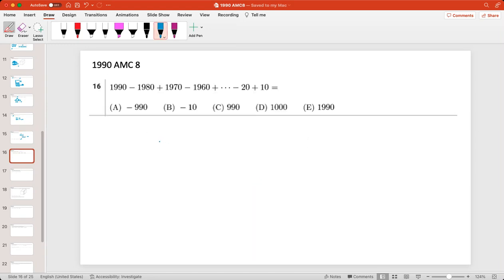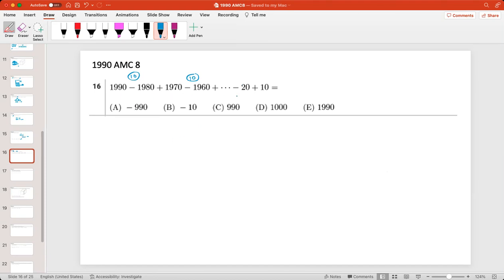1990 minus 1980 plus 1970 minus 1960. Okay, so each double term, each two terms, is giving you a value of 10, right? So this is giving you a value of 10, this is giving you 10. So how many such 10s are there? First we need to find out. So how do we do that?